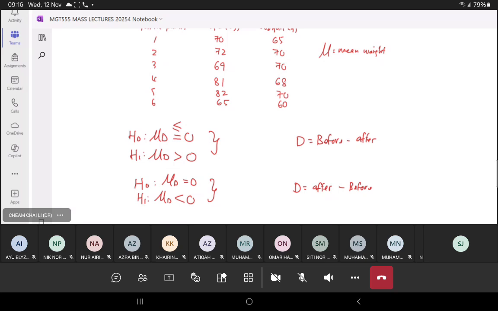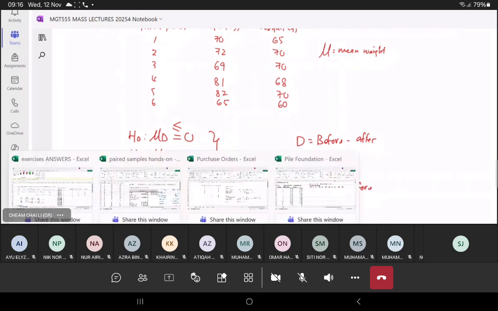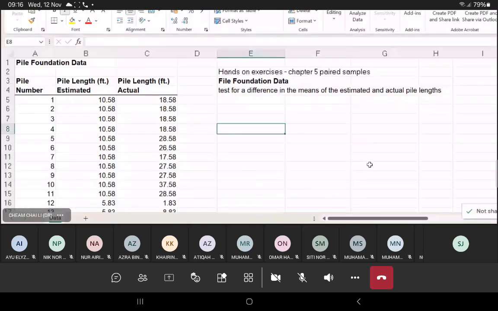So let's look at the hands-on now. I want you to open the PAL Foundation. Yes, we take the PAL Foundation, this one. Just get ready with this data set. Are you ready with this? Yes, madam. Okay.